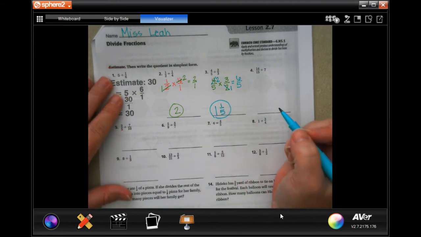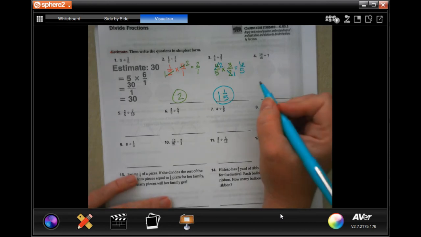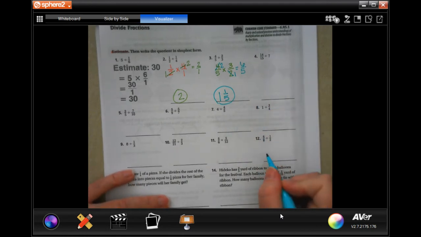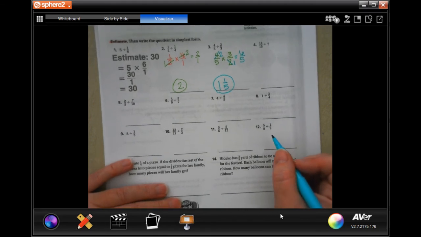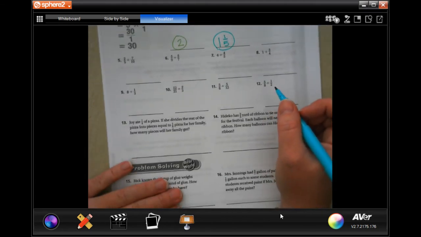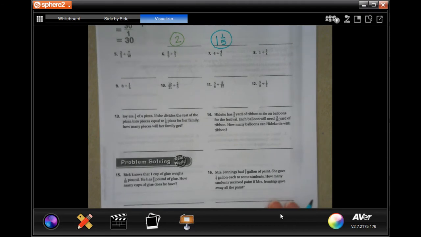Okay? So I want for you guys to go ahead and do 4 through 12 exactly the same way. It should be pretty easy for you guys at this point. We are going to go down to number 13.